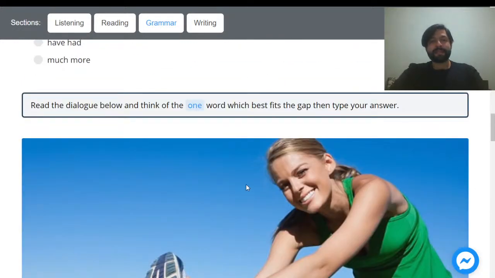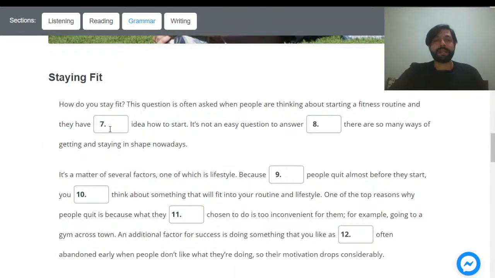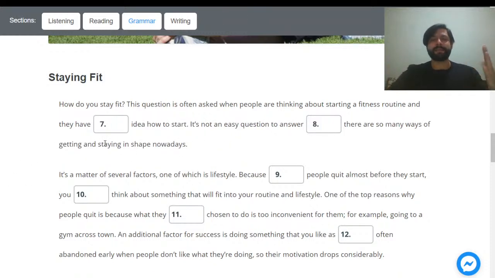The next one is like a dialogue, and you have to think of one word to complete the text. Notice that here you have no options. You have to write your answer. So you have to read the context and literally guess what word could complete it. It could be a verb, a preposition, or something else. This exercise is very common in the Cambridge exams, FCE, CAE, CPE, and some proficiency tests. They use this kind of exercise a lot.